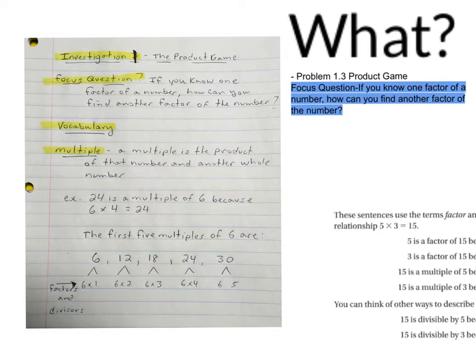I want you to pause the video and write down the notes that you see in front of you in your spiral. Make sure you're writing them in order in your spiral, not just jumping around from the beginning of your spiral, now in the middle, now in the back. So they're all in order. So pause the video and do that now.